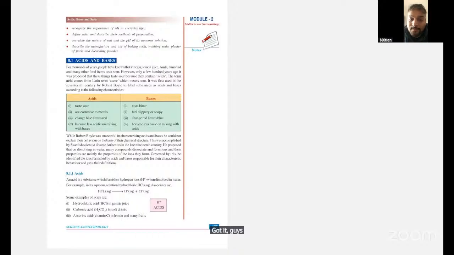Got it, guys? Bases feel slippery and soapy to touch. So when we take a shower, we use soap, Godrej soap, Lux soap, Dove soap.